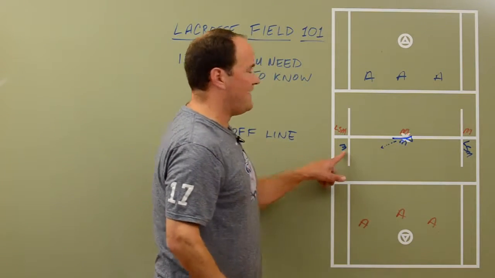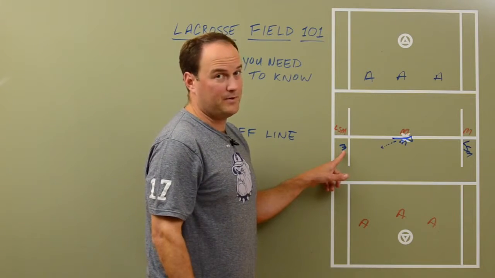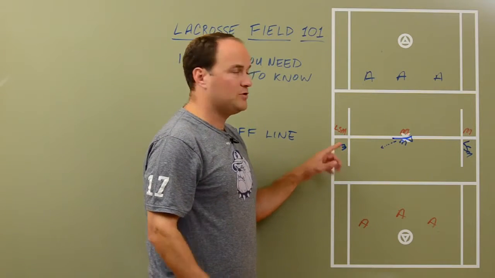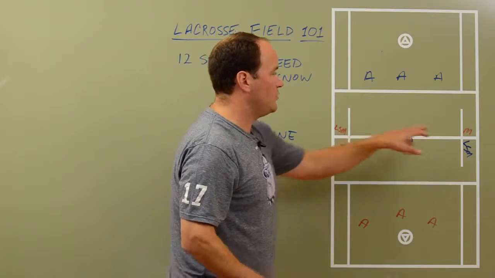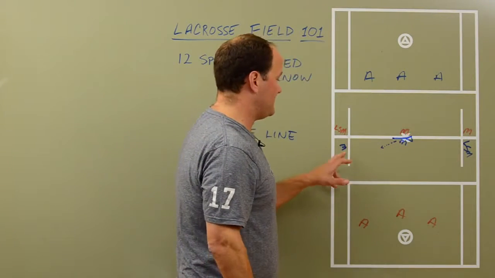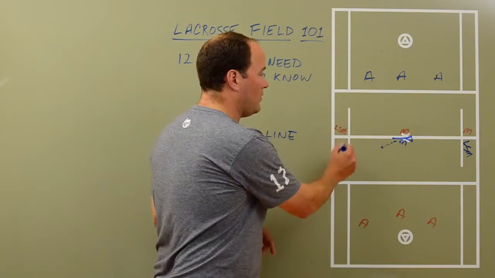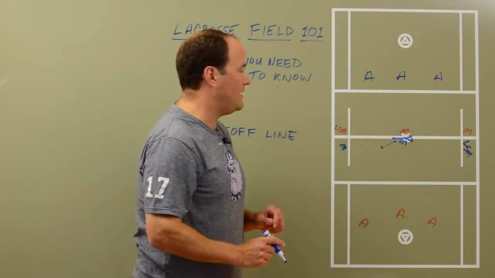So you want to have one of your fastest guys, one of your best ground ball guys, and one of your best players in this spot, the short stick midfield position. So when the face-off begins, the red team's got to have one guy in this wing, one guy in this wing. The blue team has to have one here and one here as well. They can move up and down anywhere they want. This is kind of the general vicinity that they would typically line up.